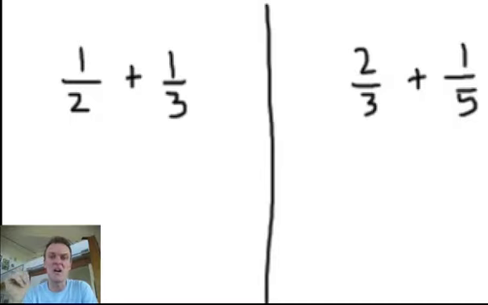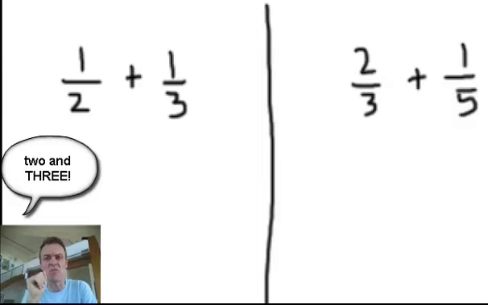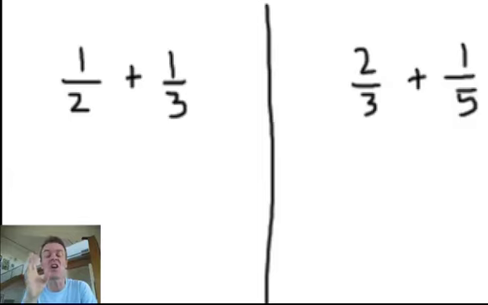How do I add 1/2 and 1/3? It is not 1 and 1 on top, 2 and 5 on bottom. Okay, it's not 2/5. You can't add fractions with different denominators. They've got to be the same. How do you make them the same? That's the biggest nightmare, all right?